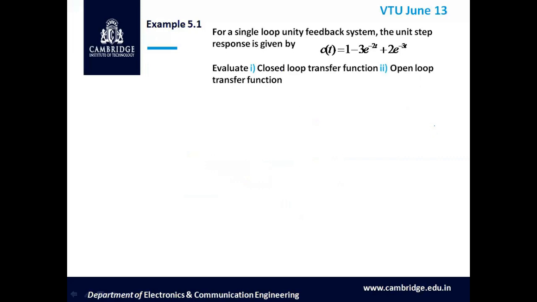For a single loop unity feedback system, the unit step response is given by C of t equal to 1 minus 3 into e to the power of minus 2t plus 2 into e to the power of minus 3t. Evaluate number 1, closed loop transfer function, number 2, open loop transfer function. So you are given the response C of t, and we are supposed to calculate C of s by R of s as well as G of s. Now, this problem has a connectivity with respect to the previous problem.